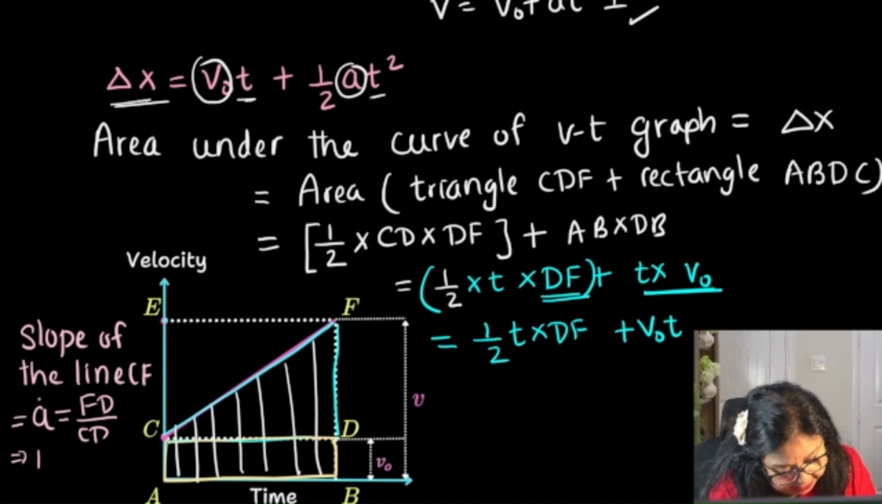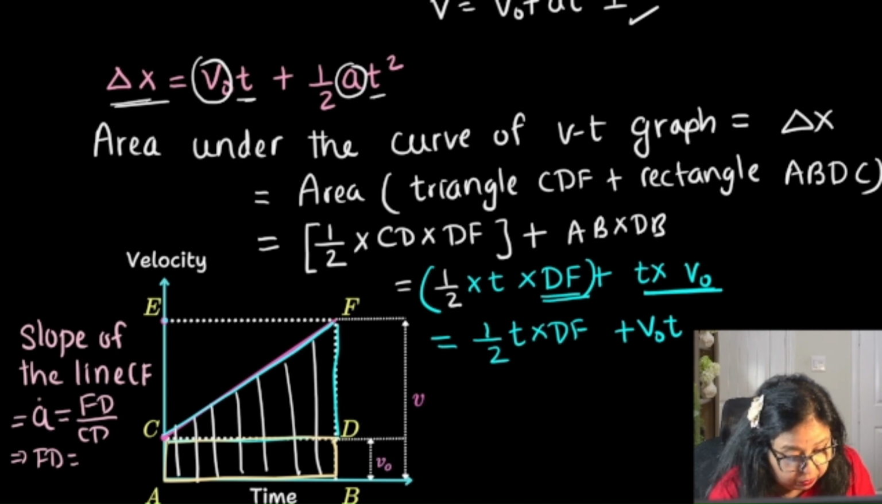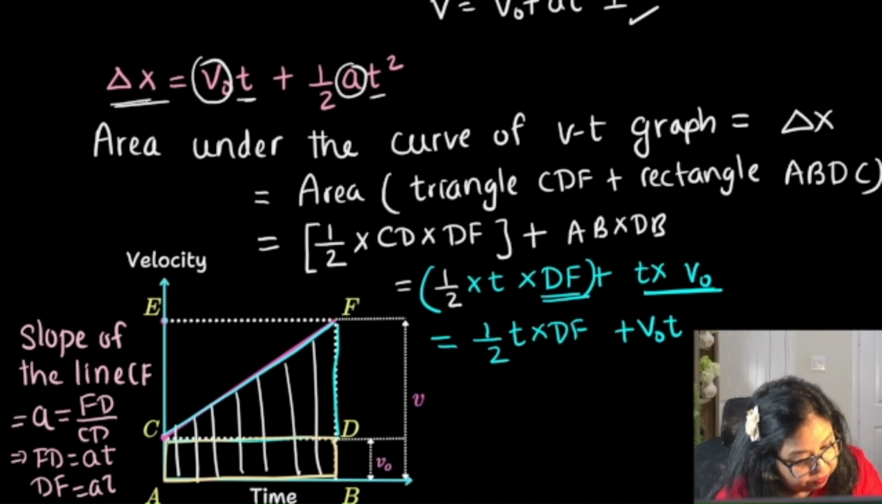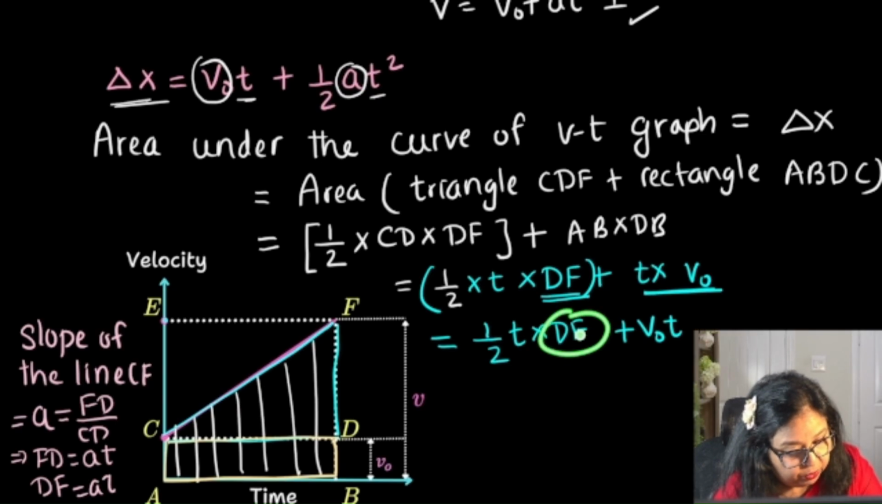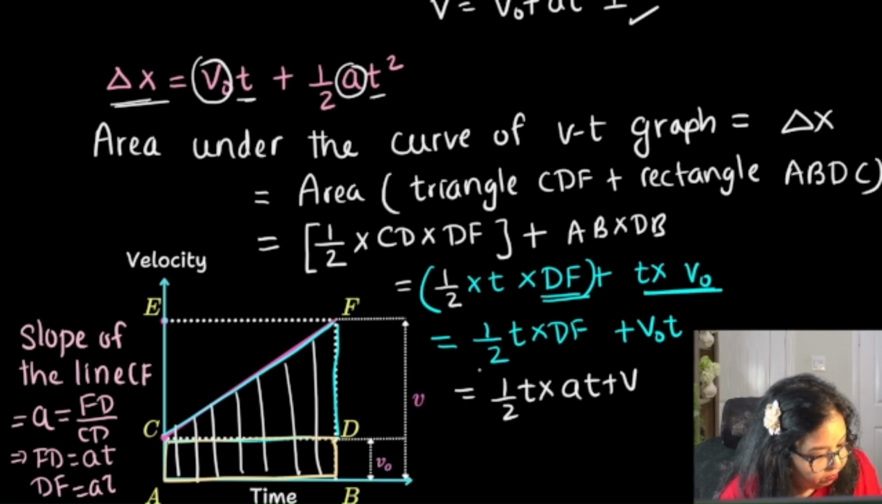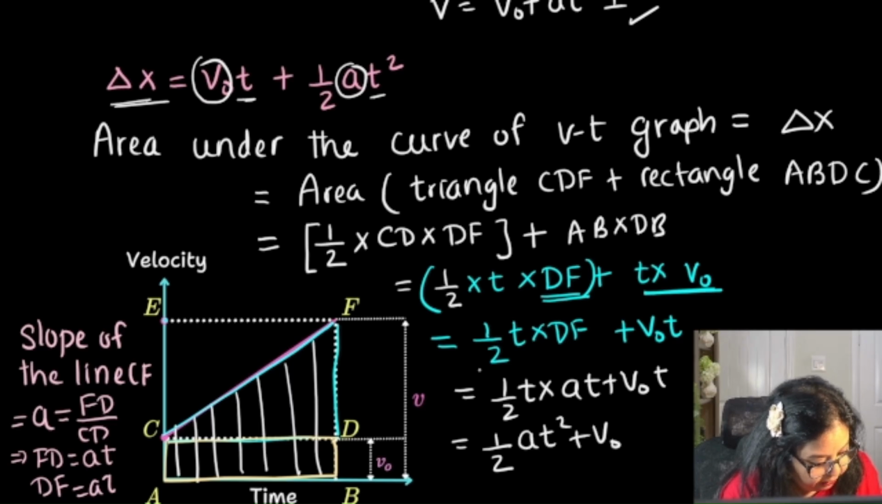From here, FD equals CD times A, but CD is equal to time t. So FD is equal to AT, or DF is equal to AT. Let's go ahead and substitute this DF here as AT. What do we get? We get 1/2 times t times AT plus V naught t equals 1/2 AT squared plus V naught t.